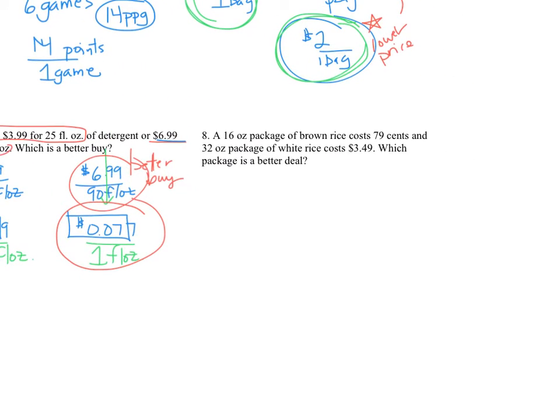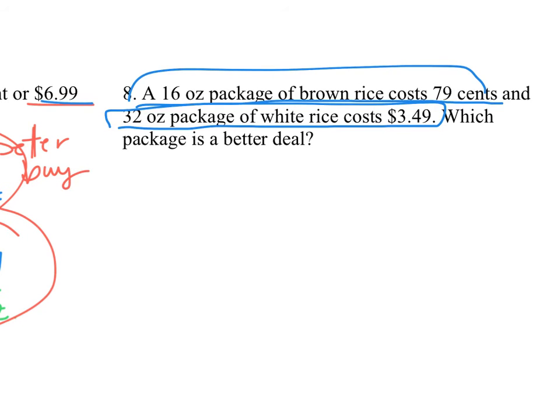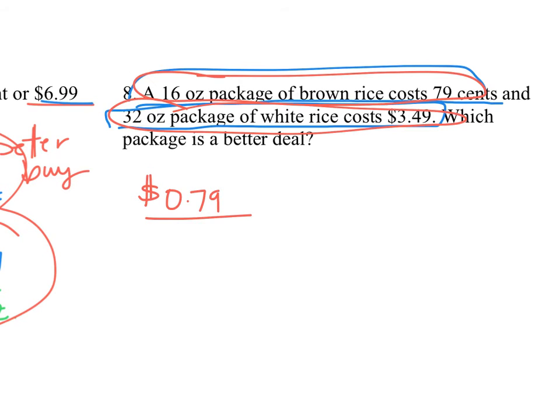Okay, and the last one. I have a 16-ounce package of brown rice that costs 79 cents, and a 32-ounce package of white rice that costs $3.49. Which is a better deal? All right, so this information goes together. I'm going to circle that. That goes together, and that goes together. I'm going to start with the first one, $0.79 over 16 ounces. I want to know how much for 1 ounce.